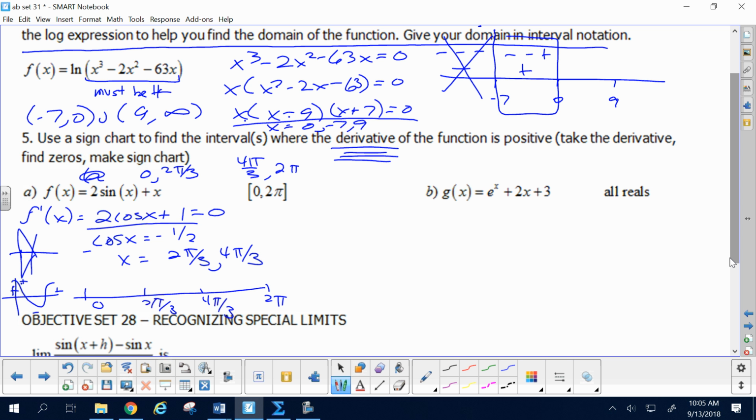But let's talk parentheses or brackets. At 0, what's the derivative? Positive or negative? Positive. So I need to include that. That's a bracket. At 2 pi over 3, is it positive, negative, or 0?